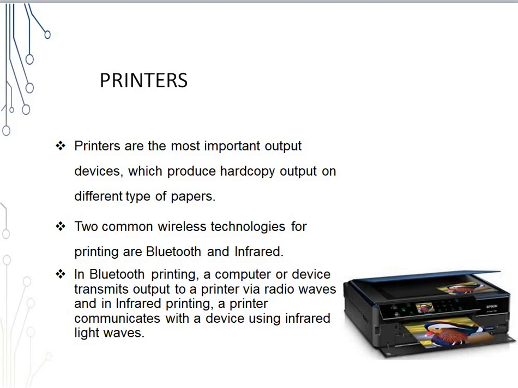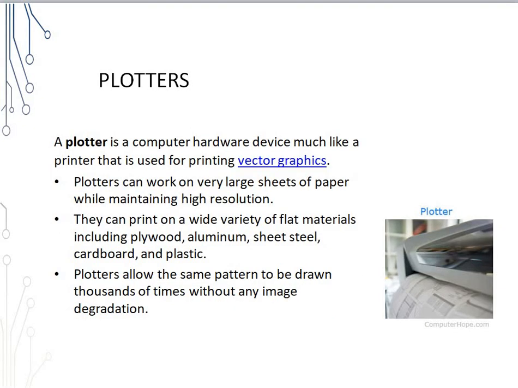In Bluetooth printing, a computer or a device transmits output to a printer via radio waves, and in infrared printing, the printer communicates with the device using infrared light waves. So this is how the output is obtained using a printer. Okay, so that is one type, and the last type of output device is plotter.